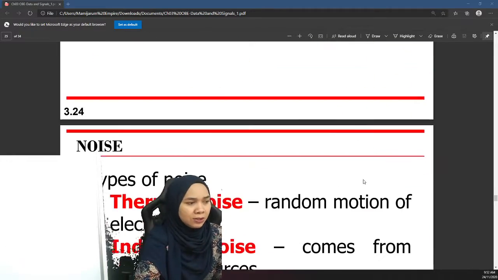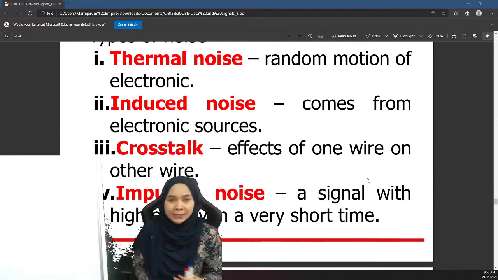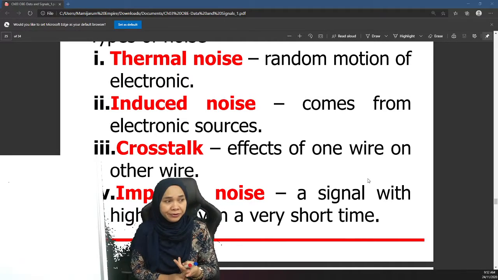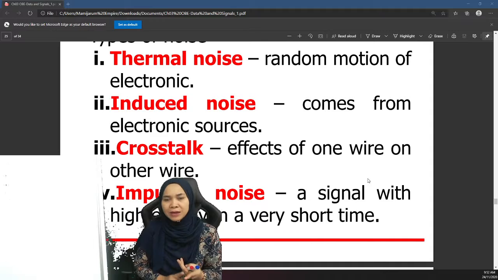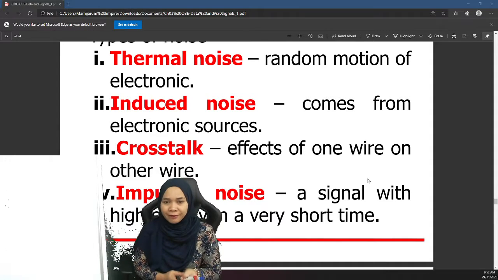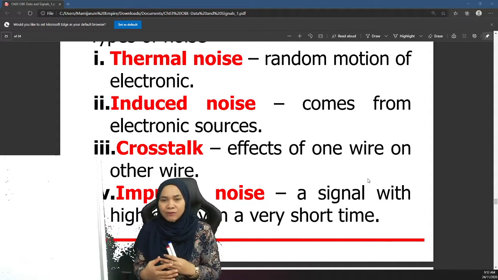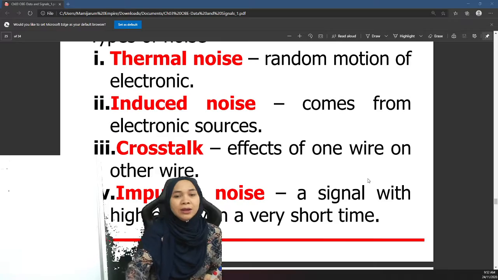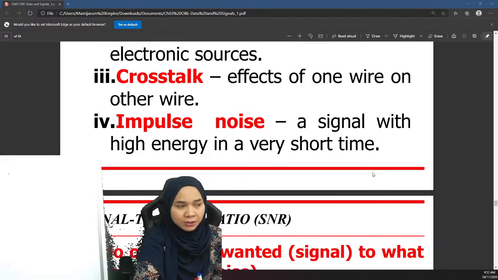Here are some examples of noise. We have thermal noise, which is random motion of electrons. We have induced noise, which comes from electronic sources. We have crosstalk, which is when one wire affects another wire. And we have impulse noise, a signal with high energy in a very short time. That is all about noise.